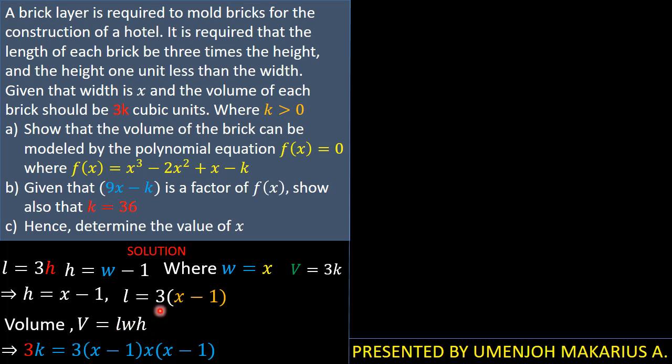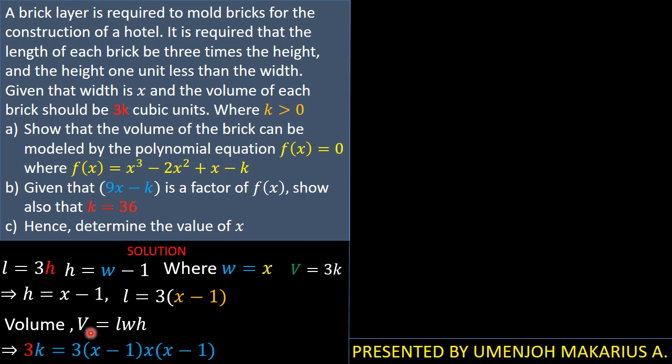We have it here. Then the width is given as x. We have it here. Then the height h is given as x minus 1. We have it here. Great. So friends, if we simplify everything, we notice that the 3 on the right hand side can cancel with the 3 on the left hand side, right? This 3 can cancel with this 3, right?